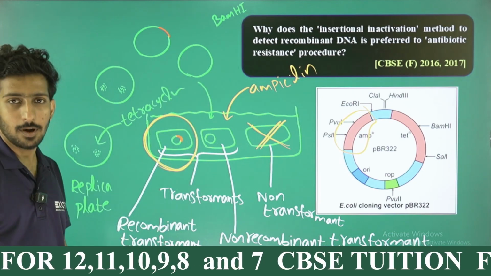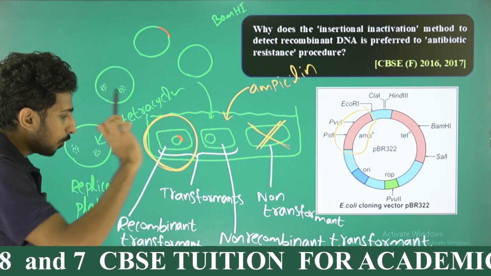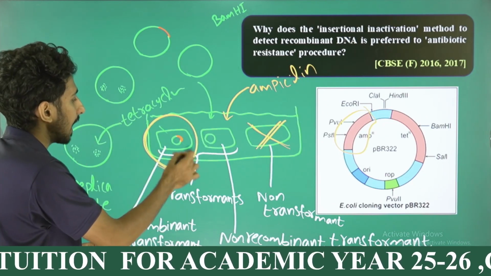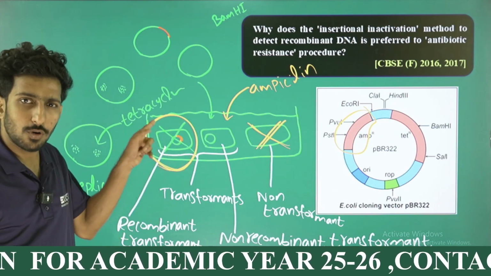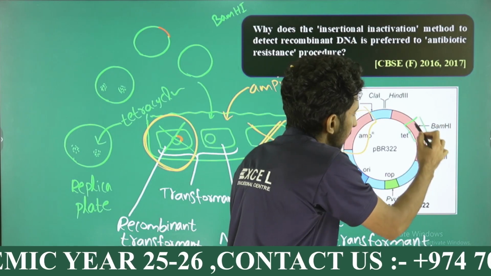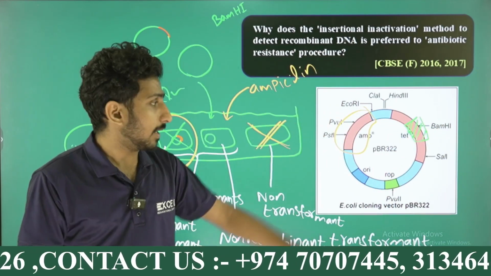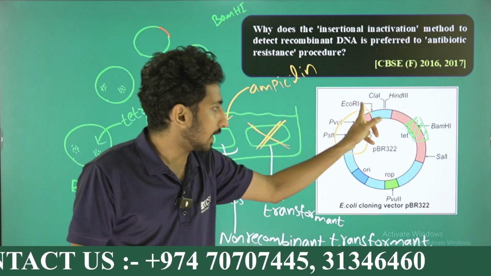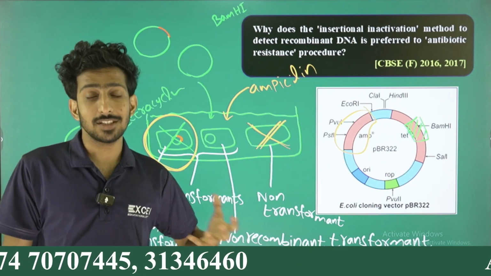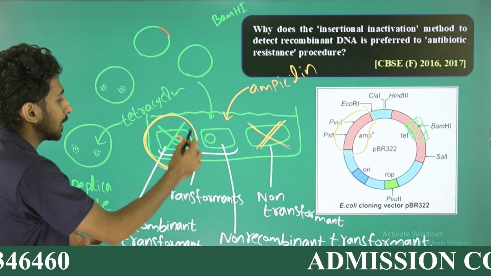Okay, when we add tetracycline, who will die? Who do you think will die? Come on, you know that the transformants will die. The transformants will die. Why? Because we added a foreign gene into the tetracycline resistance gene. If a foreign gene is inserted, the tetracycline resistance gene will be inactive. So the recombinants will not have resistance against tetracycline. So if we add tetracycline, the recombinants will die.